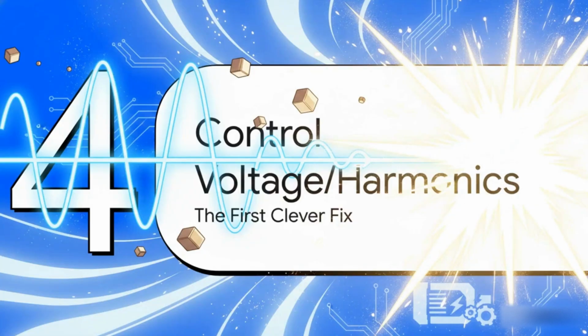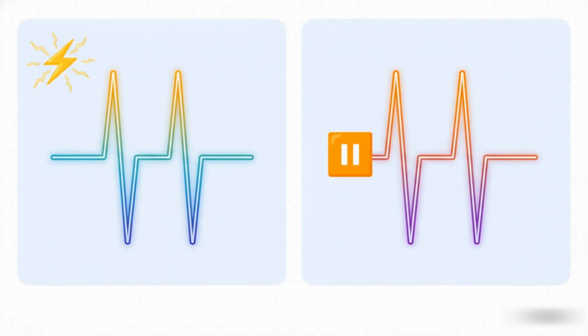Okay, so now we can actually see the problem, and we can measure it precisely. So, let's look at the first really clever method that engineers came up with to start cleaning up this waveform. And, as a bonus, it also gave them a way to control its power. The solution is actually quite simple in concept. Instead of just slamming the voltage from positive all the way to negative, we introduce a short controlled pause right in the middle of each half cycle.